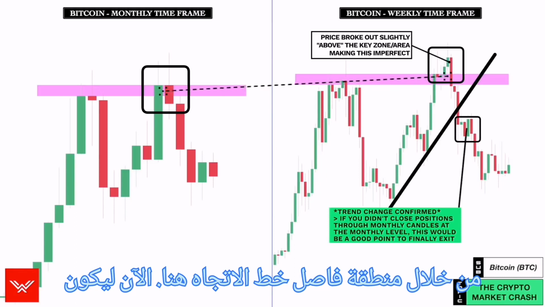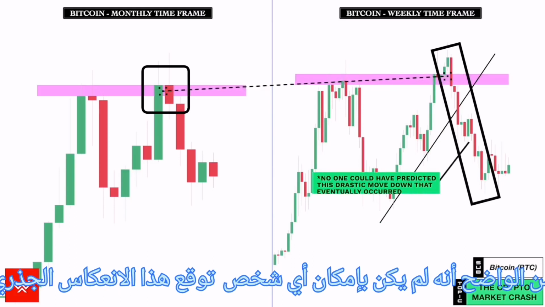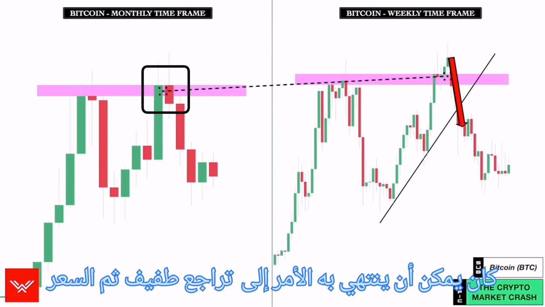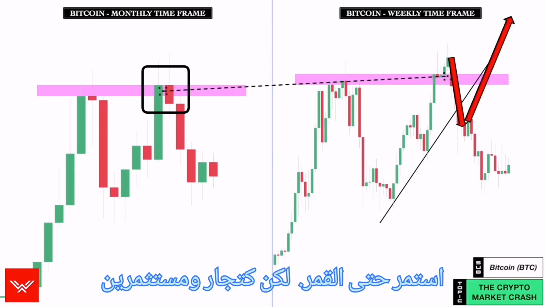Now, to be clear, no one could have predicted this drastic reversal here. In an alternate timeline within the multiverse, this could have ended up being a slight pullback and then price continued up and to the moon.